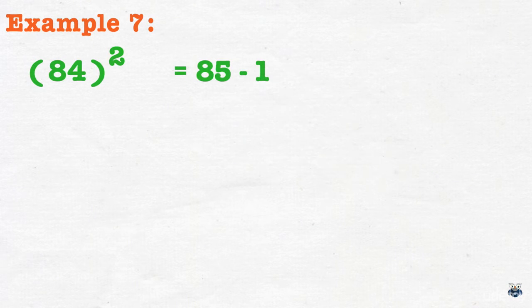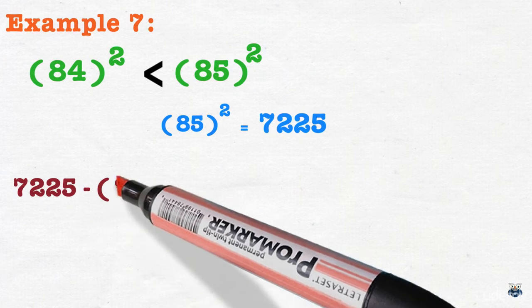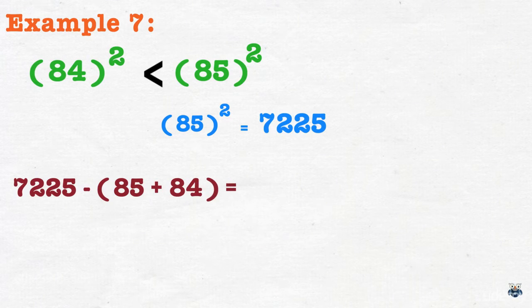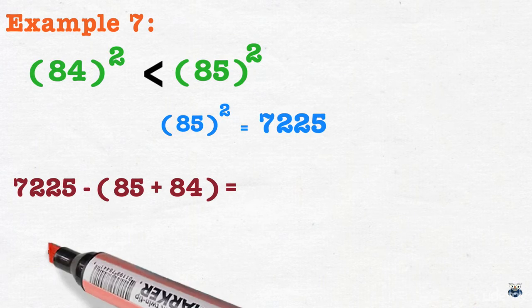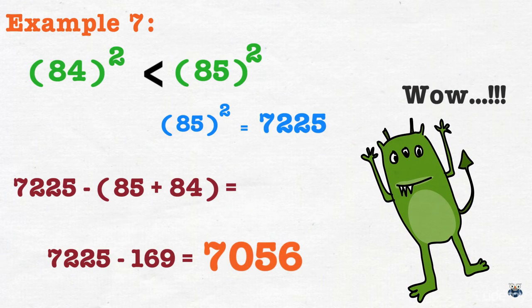We can use something similar for finding the square of 84. 84 is 1 less than 85, so 84 squared will be smaller than 85 squared. As before, we first determine the square of 85, which is 7,225. And we then subtract both numbers, 85 and 84, from this result. So our final answer is 7,225 minus 85 minus 84, or 7,225 minus 169. This gives us 7,056, which is the correct answer.